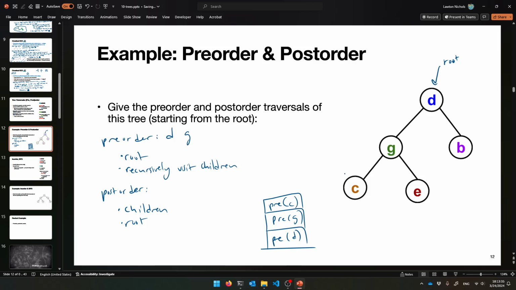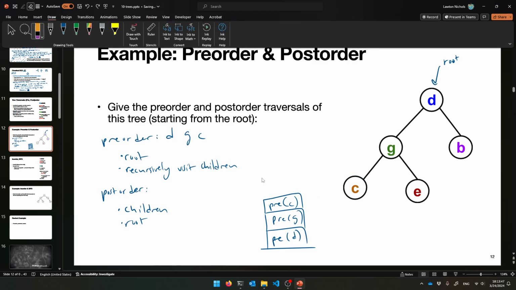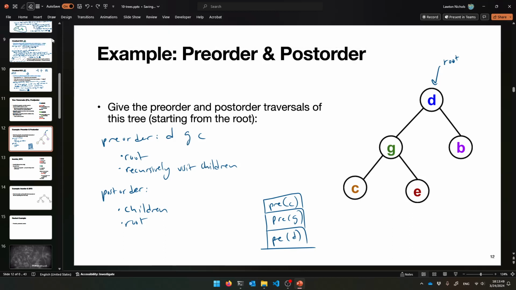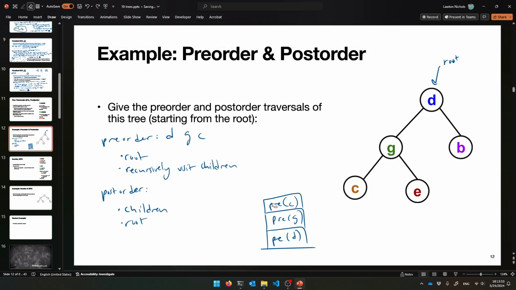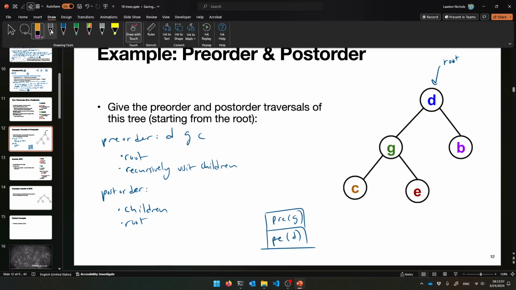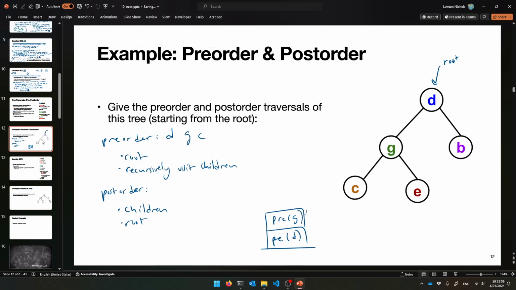All right, what does that mean? Pre-order on C. We're going to visit the root of that subtree, so it's just this subtree with just C in it. So we're going to visit C, recursively visit any children, but there are no children to visit, so we're done visiting C. So we pop it all off, and now we're back in the call to visiting G.